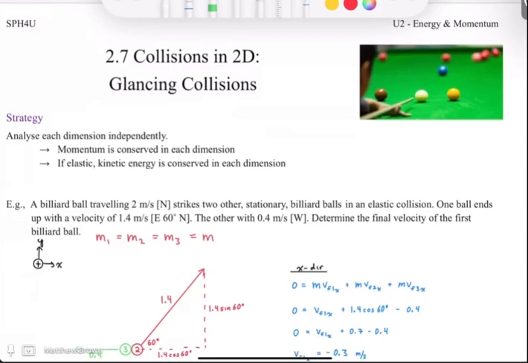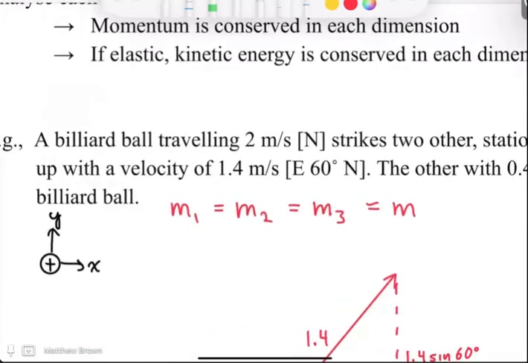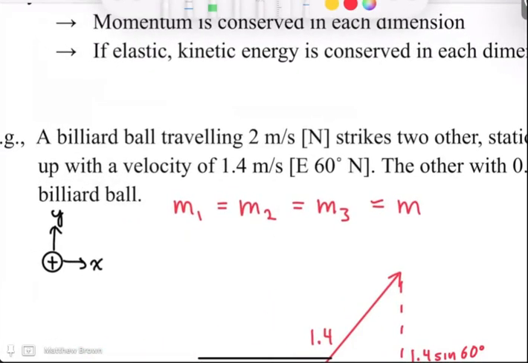So first, a coordinate system. I'm going to say north is positive y, east is positive x, as is probably commonly the case. Also, I know billiard balls aren't always exactly the same, particularly the cue ball, which is a little more massive, but we'll just say all their masses are equal, particularly since nothing's given here. And that'll simplify our analysis a little bit.